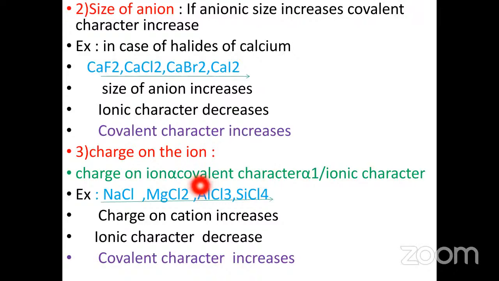Here, as the charge on the cation increases, the ionic character decreases. Whenever the ionic character decreases, the covalent character increases. Totally, the ionic character is opposite to the covalent character. You remember that point.